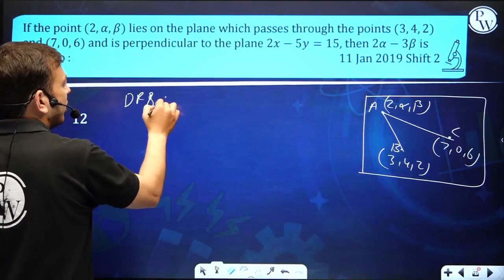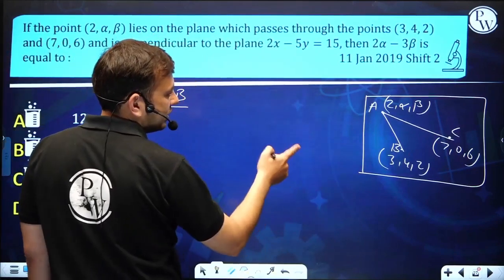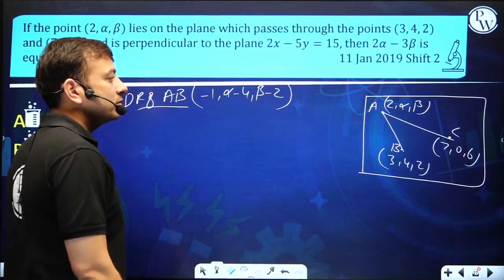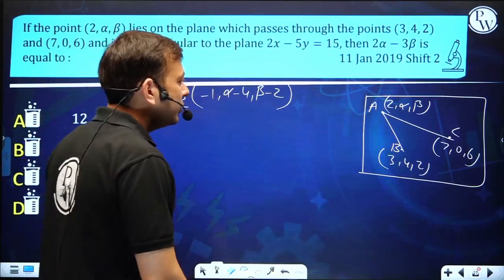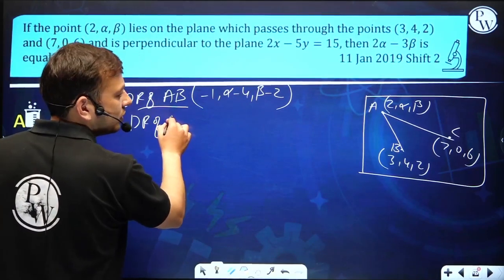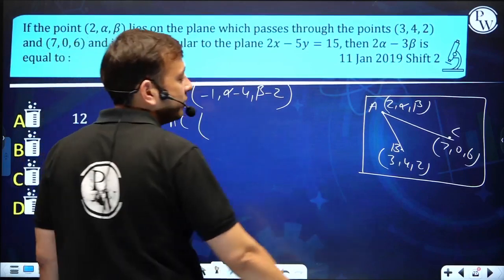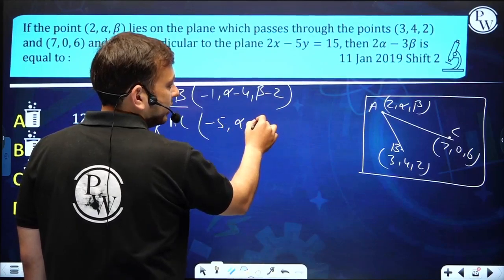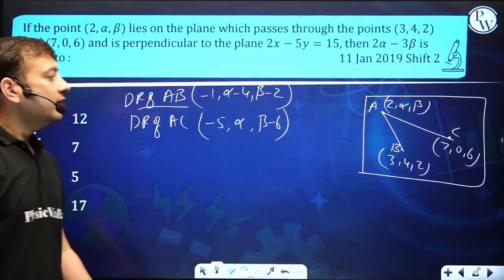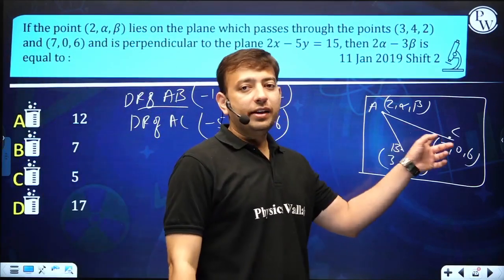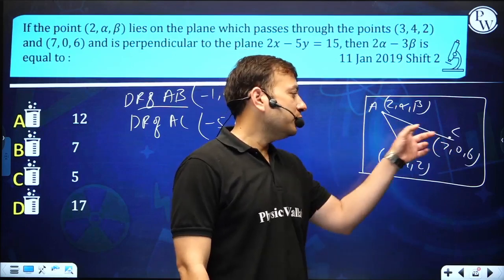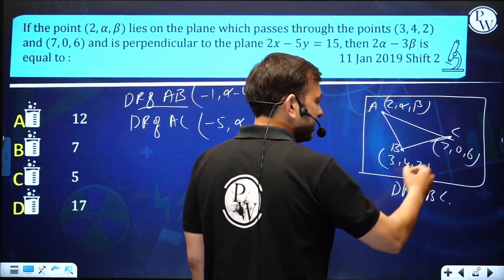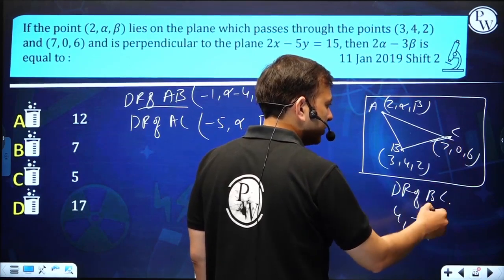So direction ratios of AB, sir: 2 minus 3 is minus 1, alpha minus 4, beta minus 2. Next, direction ratios of AC: 2 minus 7 is minus 5, alpha, and then beta minus 6. Now, sir, the normal to the plane will be normal to these two also. And here also, direction ratio of BC: 7 minus 3 is 4, minus 4, 6 minus 2 is 4.